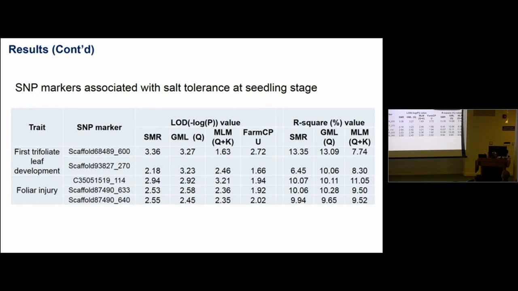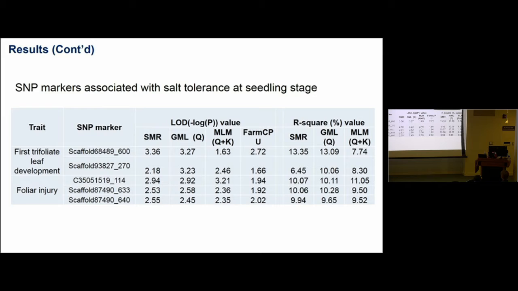Now we have a table showing the SNPs associated with salt tolerance at seedling stage. Here we have the traits, the SNP marker, the LOD value, which tells you whether your SNP is significantly associated with your trait of interest or not. And up here we have the R-square values, which tell you how much of the variation in the phenotype could be attributed to the SNP marker.